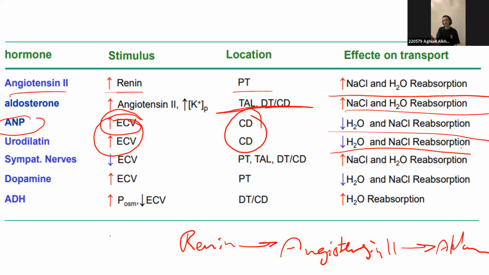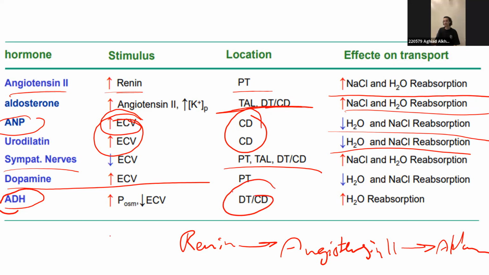Now sympathetic nerves, with decreased volume, also want to increase the water reabsorption. And it's the sympathetic pathway. You can kind of assume that affects everything, not just one. Dopamine, I don't know why the doctor mentioned it, but I guess keep it in mind. It is just like the natriuretic peptides. And then finally, ADH.